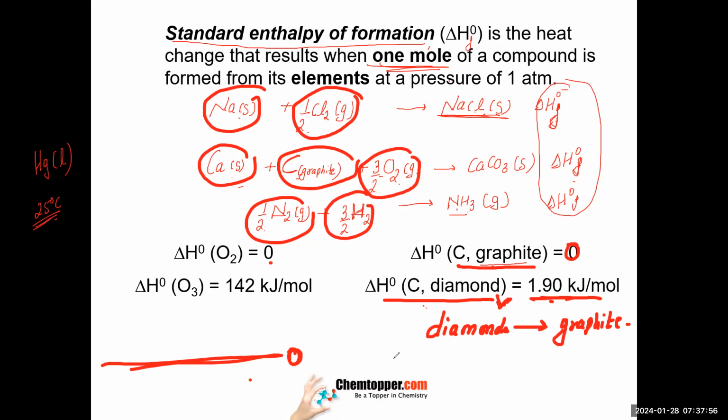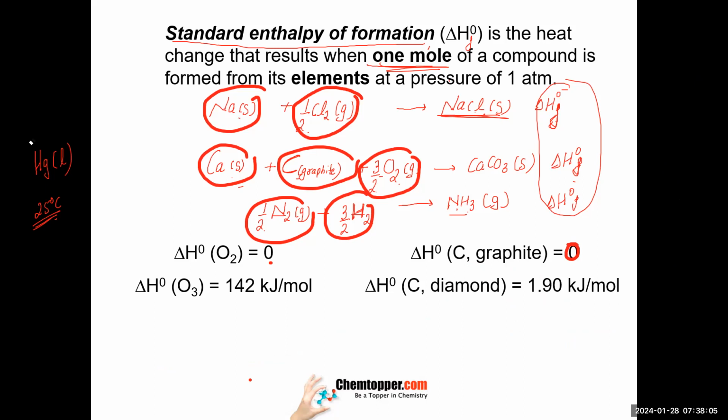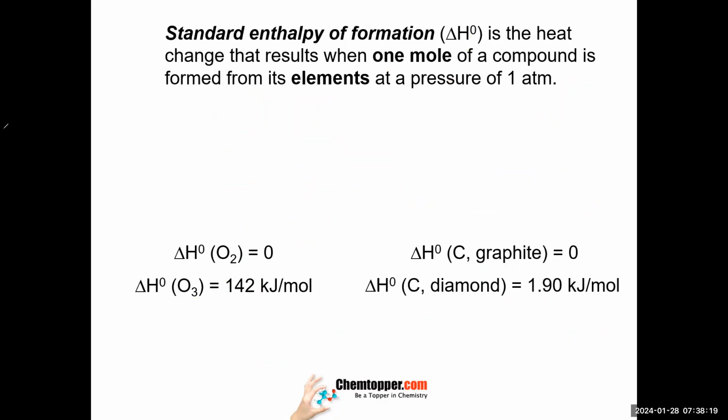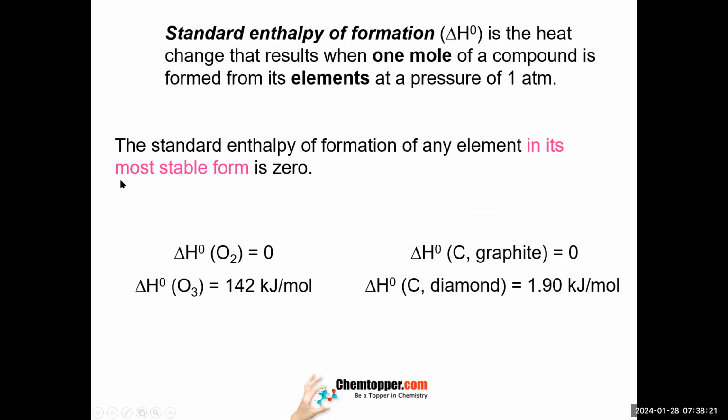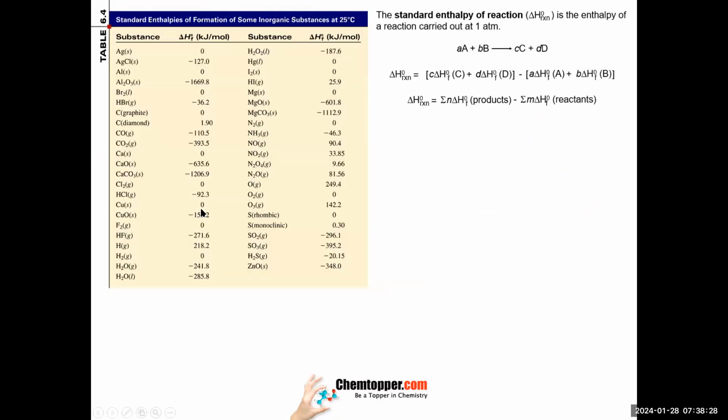Okay. So diamond is not considered as standard form. Graphite is considered as standard form. O2 is considered as standard form, O3 is not, because it has higher energy. So that's the delta H naught formation concept. Enthalpies of pure elements in their standard form are taken as zero. That I already explained to you.